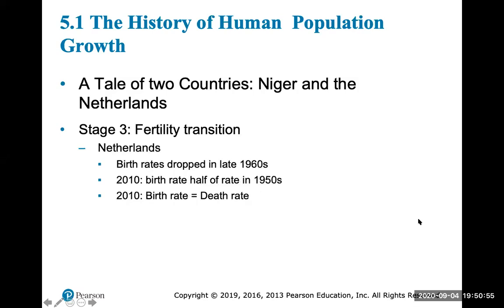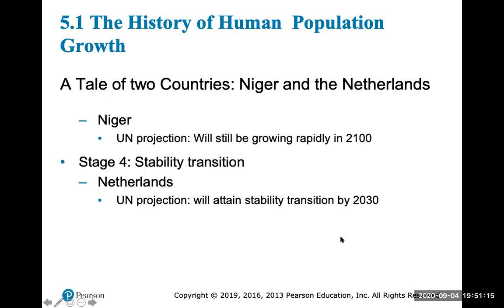The fertility transition stage: Niger hasn't gotten there yet. Fertility transition has to do with educating women to use birth control, or families having only the kids they're able to sustain or take care of. The Netherlands reached this in the late 1960s, and you can see Niger has completely dropped off at this point. They haven't reached this stage.